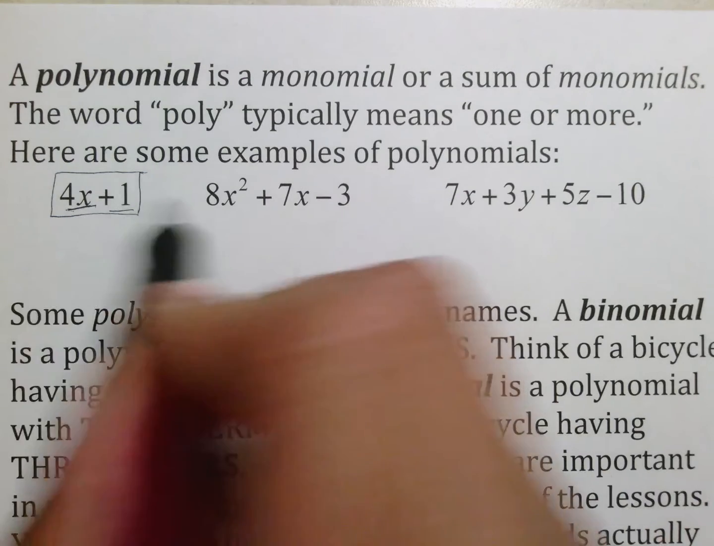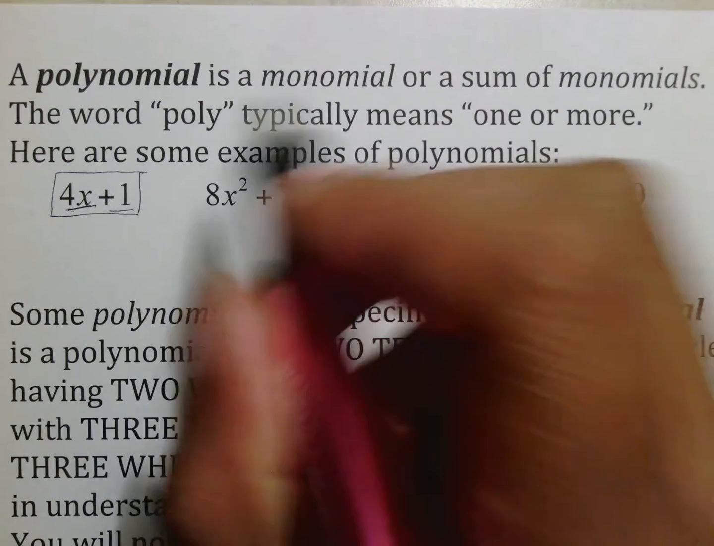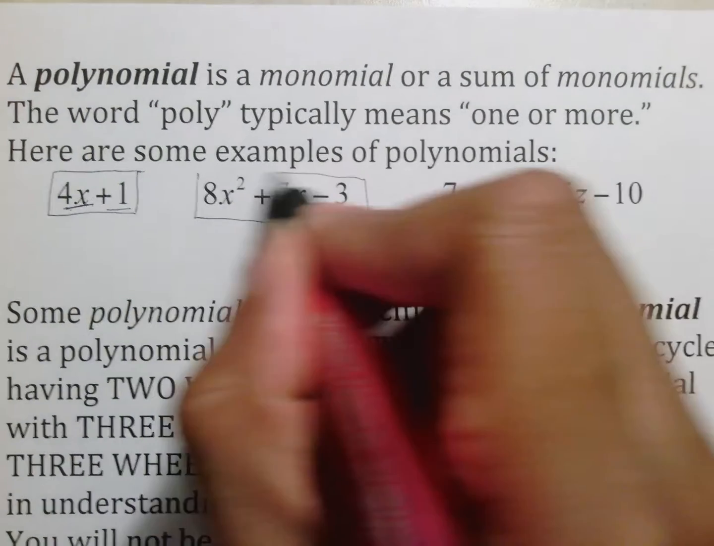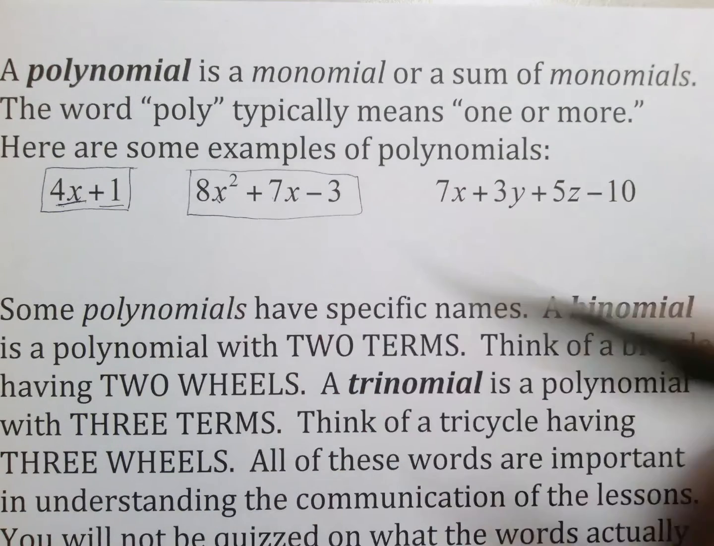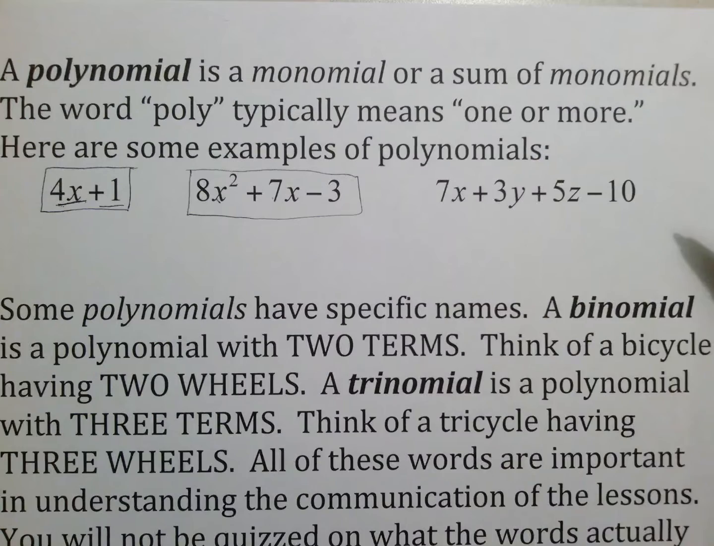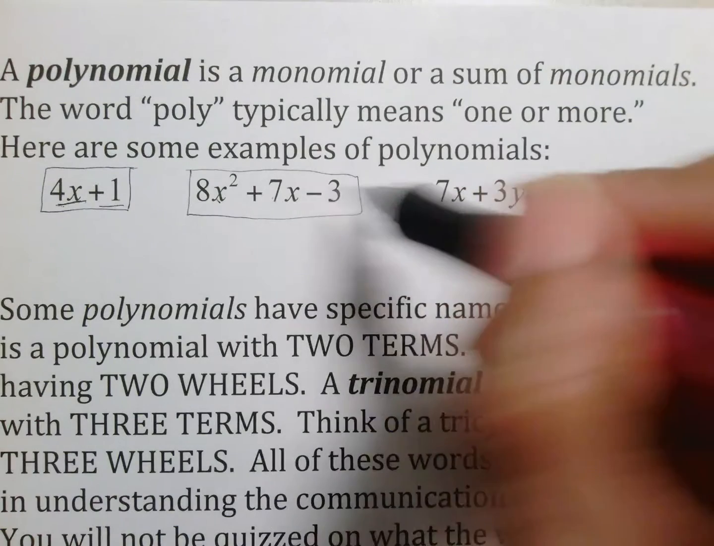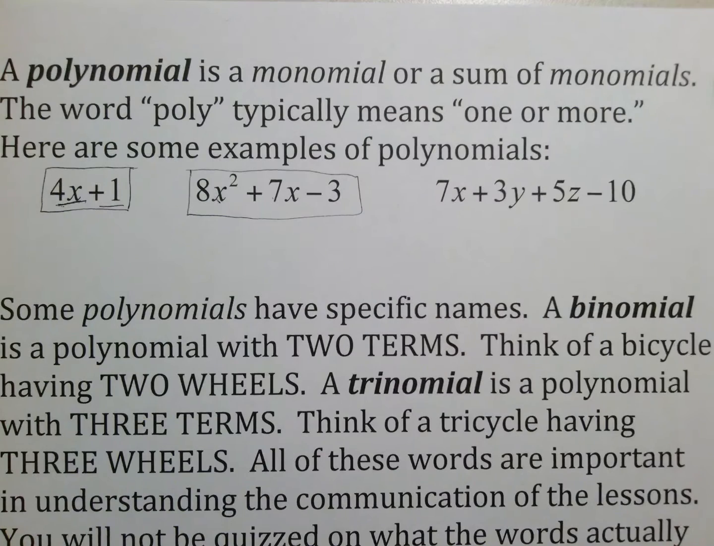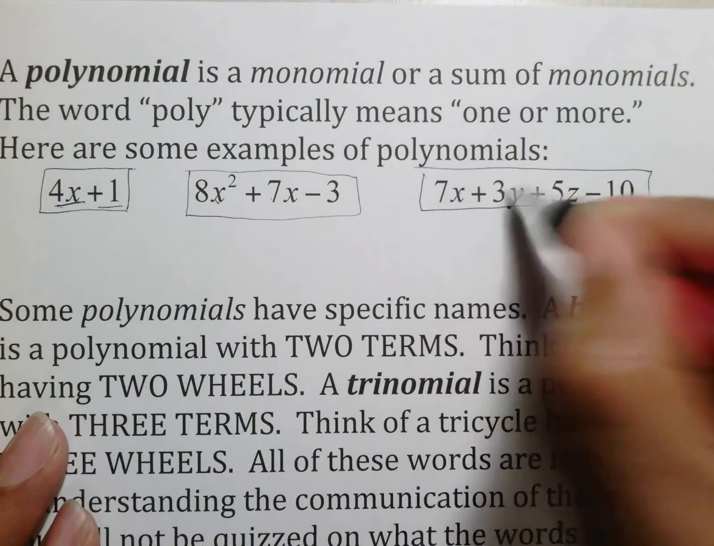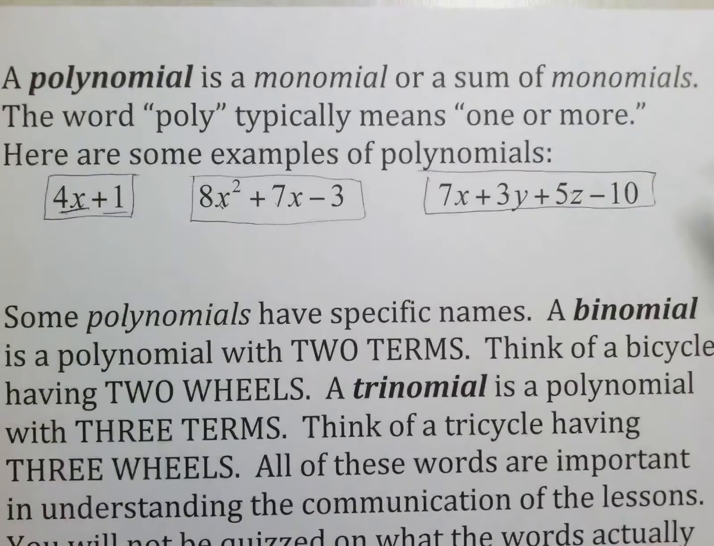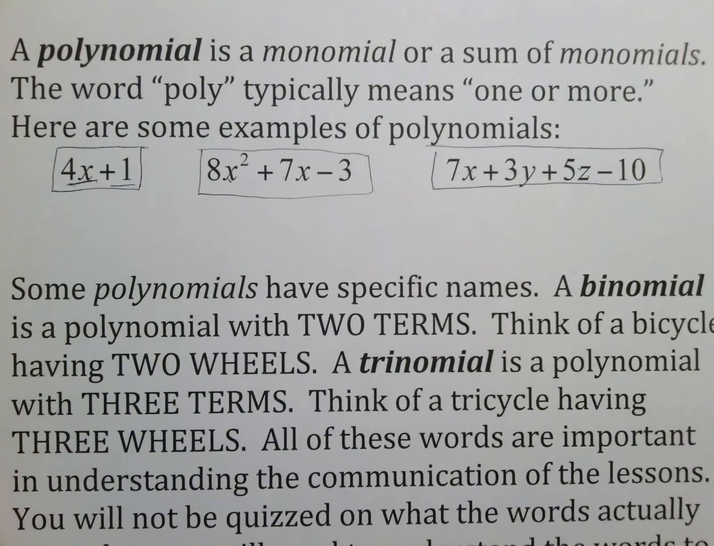We cannot call this a monomial because there are 2 terms. This represents 3 monomials, 8x squared, 7x, negative 3. 3 different monomials makes it a polynomial. So again, this is not a monomial, but the whole thing is called a polynomial. Here we have another polynomial because it has 1, 2, 3, 4 chunks of information, so the whole thing is called a polynomial.